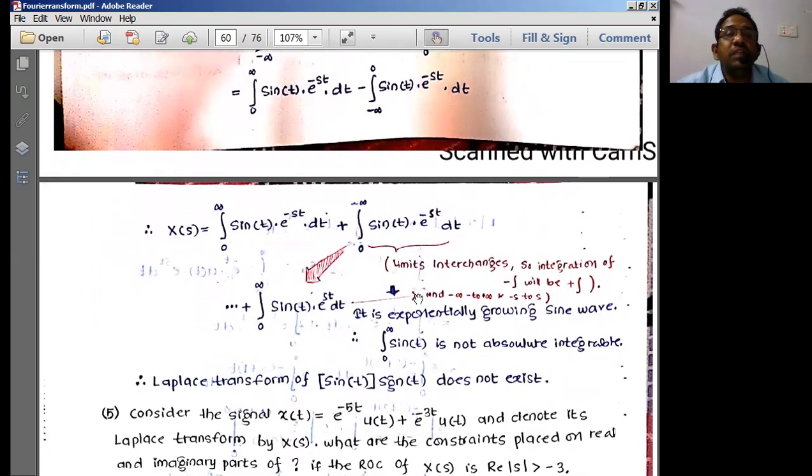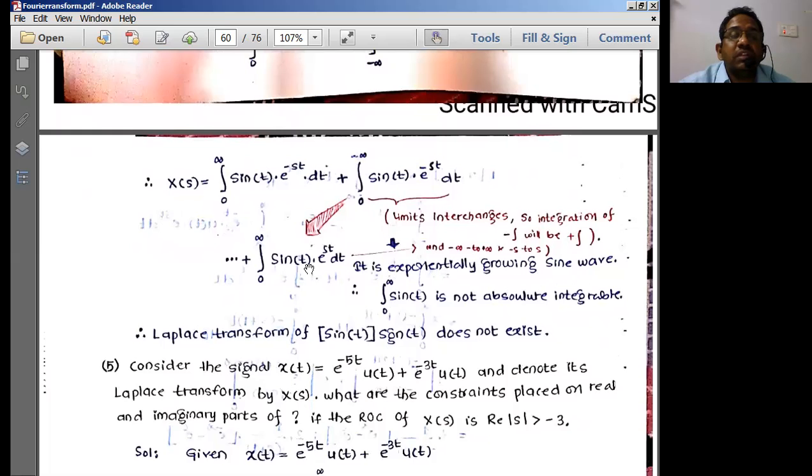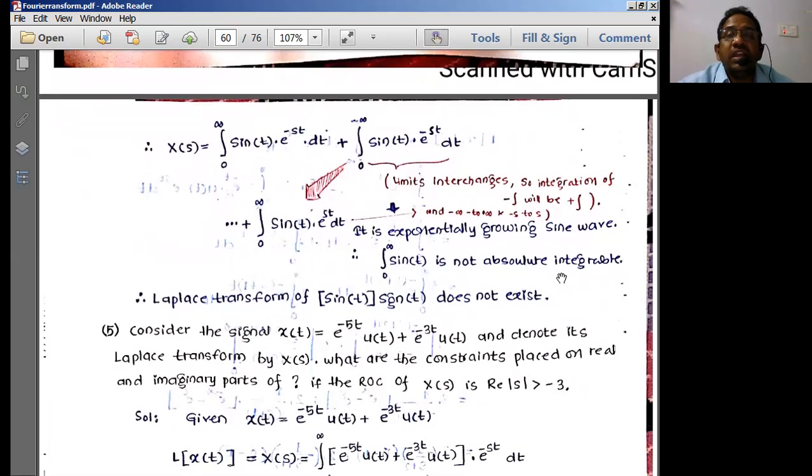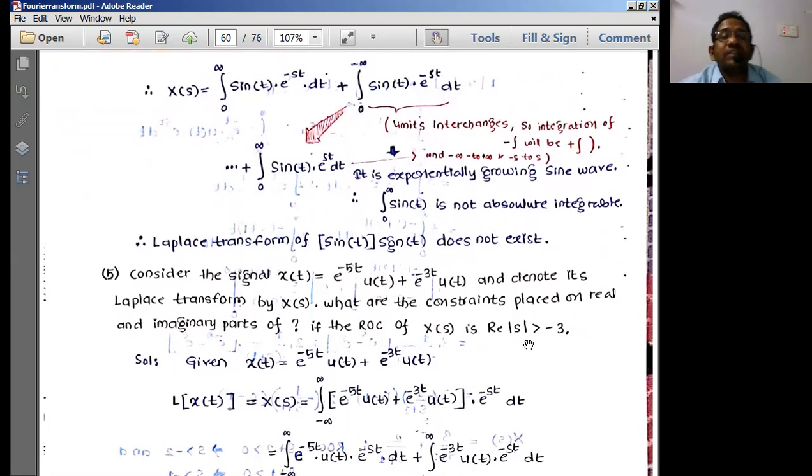If you interchange the limits, we can write it as 0 to infinity of e power st. So it is an exponentially growing signal. It is simply growing exponentially, so it is not an absolutely integrable signal. E power infinity is infinity, right? If t goes to infinity, it goes to infinity. Therefore, the Laplace transform does not exist for this signum function.